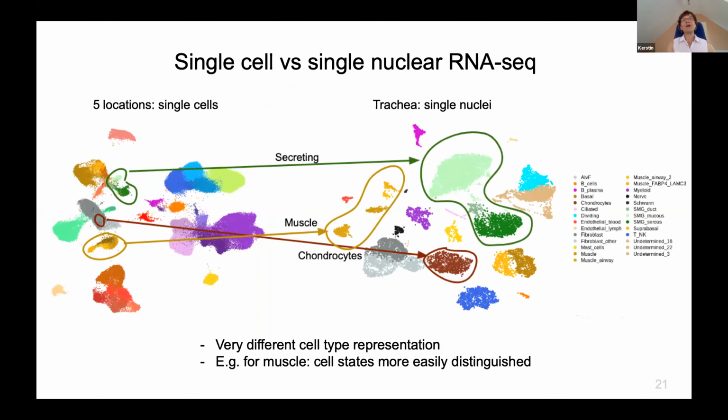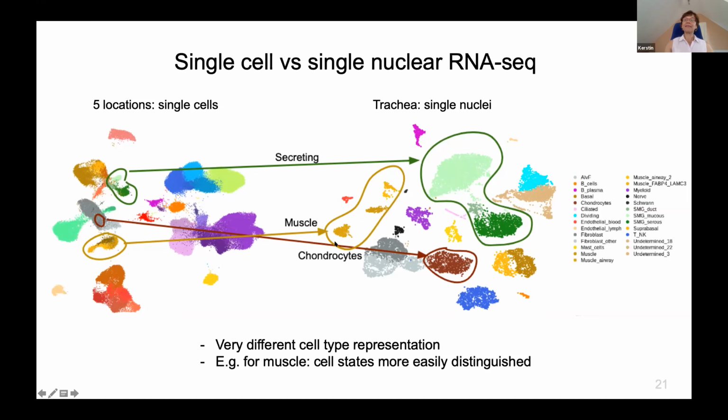Here's another comparison of single cells versus nuclear, but this time, rather than looking at the parenchyma, we're looking at the trachea. This is a UMAP from the 5-location studies, and I just want to point out 1 or 2 little observations. So for example, here, there was a very small population of chondrocytes that we identified, which now in the trachea sample, in the nuclear samples, are much, much more prominent. And that really makes a lot of sense, because the chondrocytes sit in the cartilage, and the enzyme digestion is just not harsh enough to actually release those cells.